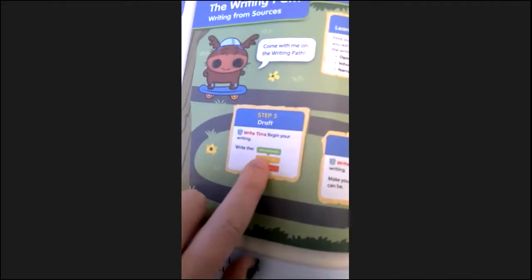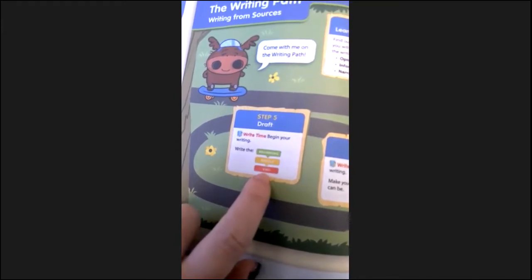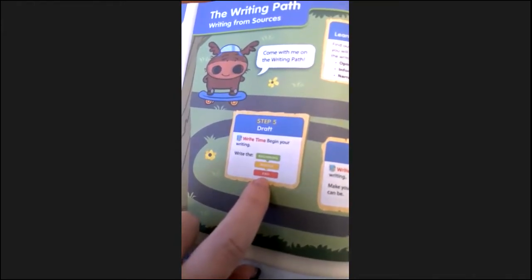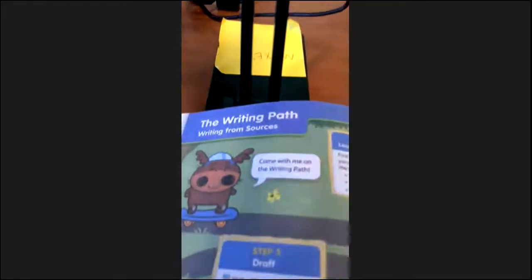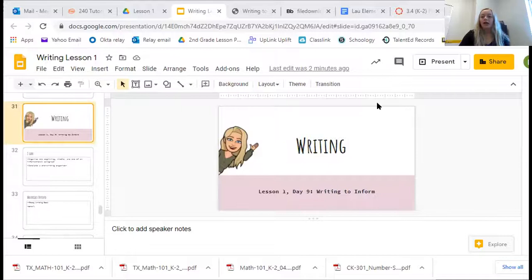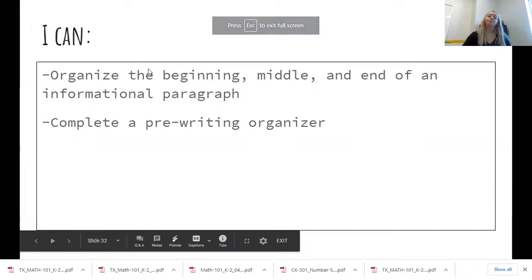Yesterday, we wrote the beginning. Today, we will write the middle. And yep, you guessed it, tomorrow we'll write the end of our draft. So let's review our I can statements of the day. I'll share my screen so you can see. And as always, feel free to read along with me or just follow along with your finger.